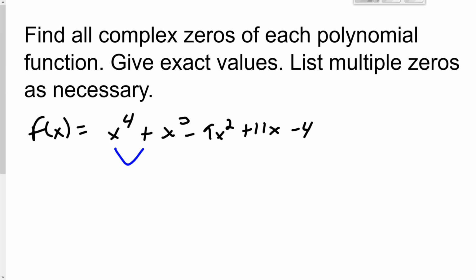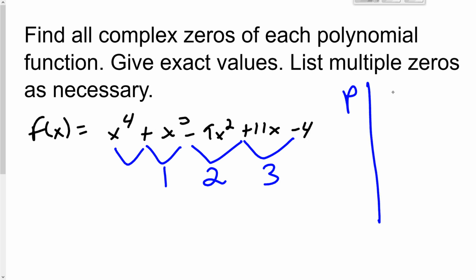So we count the number of sign changes. There's no change there because positive, positive, positive, negative. There's 1 there. And then from negative to positive, there's another 1. And from positive to negative, there's a 3rd one. Okay, so there we have 3 sign changes. So since we have 3 sign changes, we can make our list: positives, negatives, imaginary, and our total.